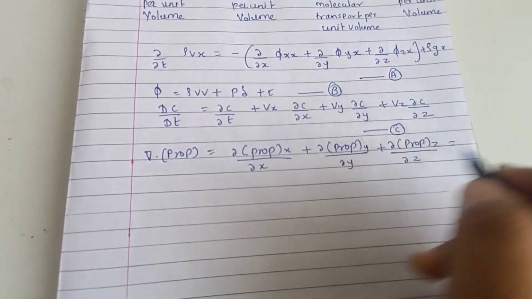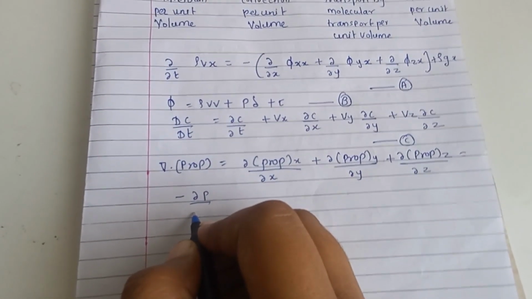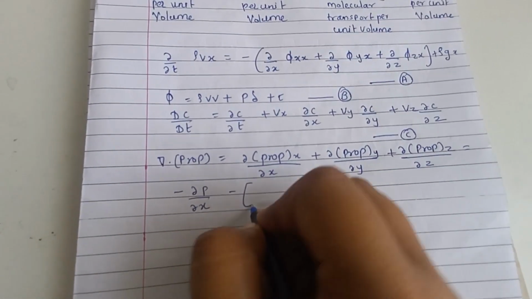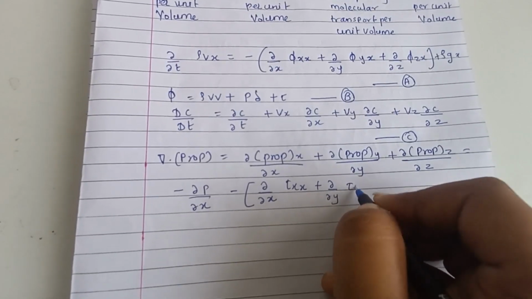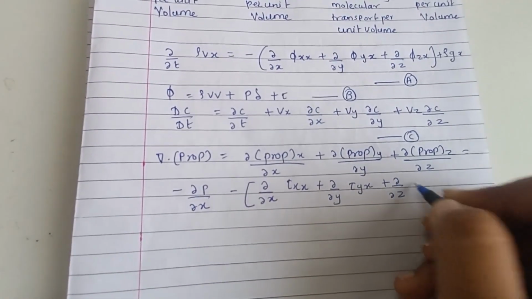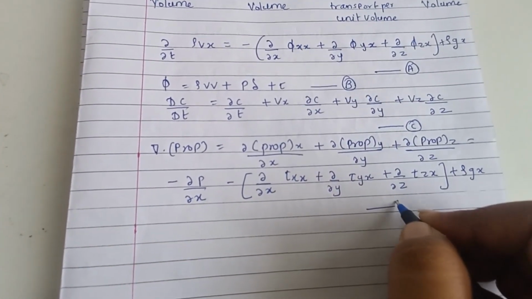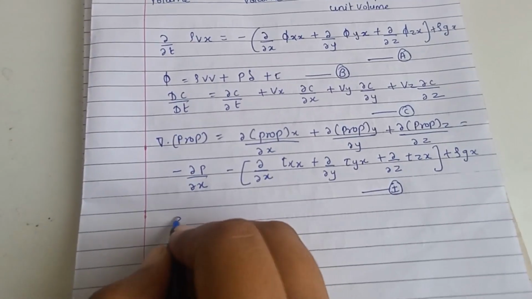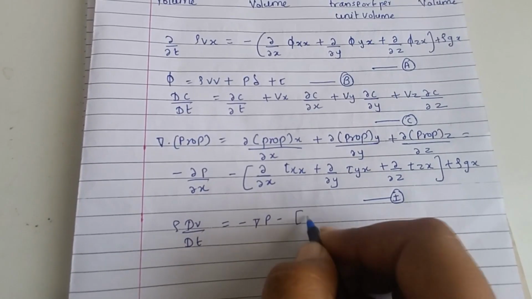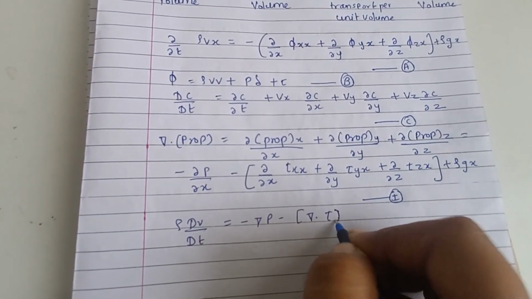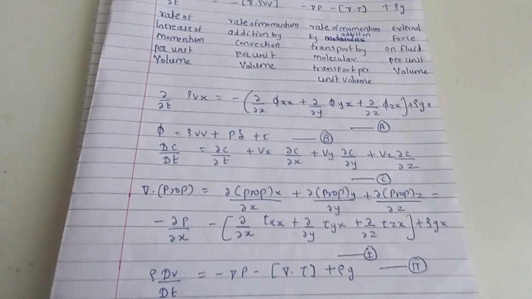It is equal to minus ∂p/∂x. As I mentioned earlier, pressure, frictional and gravitational forces are acting on the fluid. So the pressure is changing with respect to the x direction, that is ∂p/∂x, minus of ∂/∂x of τxx plus ∂/∂y of τyx plus ∂/∂z of τzx, plus ρgx, the force due to gravity. That is ρDv/Dt is equal to minus ∇p minus ∇·τ plus ρg.